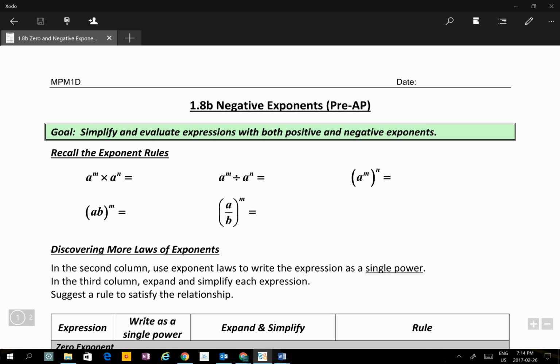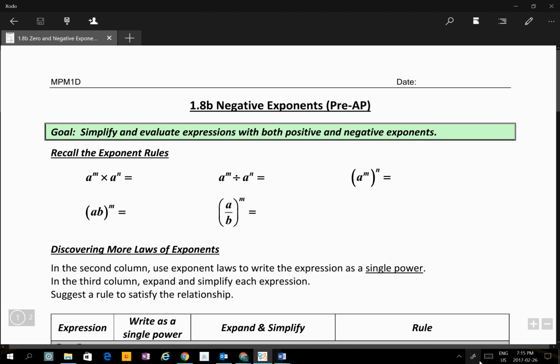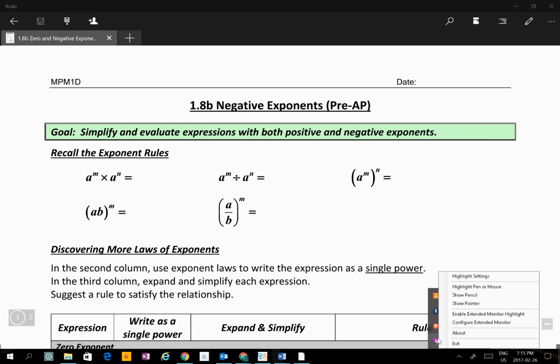So this video is about wrapping up our exponents law lessons by talking about negative exponents, which is our pre-AP topic, as well as reviewing some of the exponent rules. Okay, so today's goal is to simplify and evaluate expressions with both positive and negative exponents.